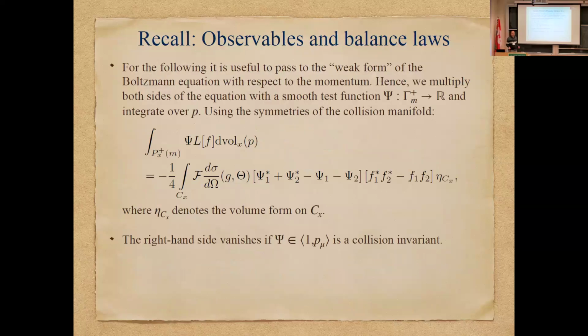And then recall also that we had this integral form of the Boltzmann equation. We multiplied the Boltzmann equation with a test function psi and integrated over p, and then we had this integral form of the equation. And the right hand side was 0 if psi was a collision invariant, so if it was either constant or a component, say, of the momentum.